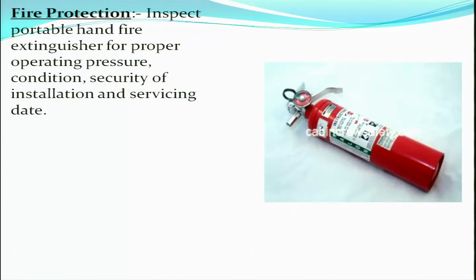There is a portable fire extinguisher installed within the aircraft cabin. So we will inspect the portable hand fire extinguisher for proper operating pressure, which will be visible in this green dial. You can see if the needle is within the green range, that means your cylinder has a proper operating pressure.